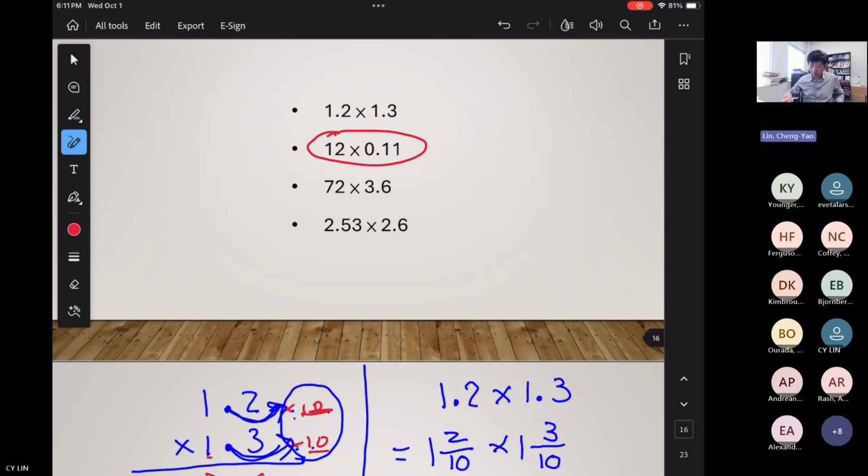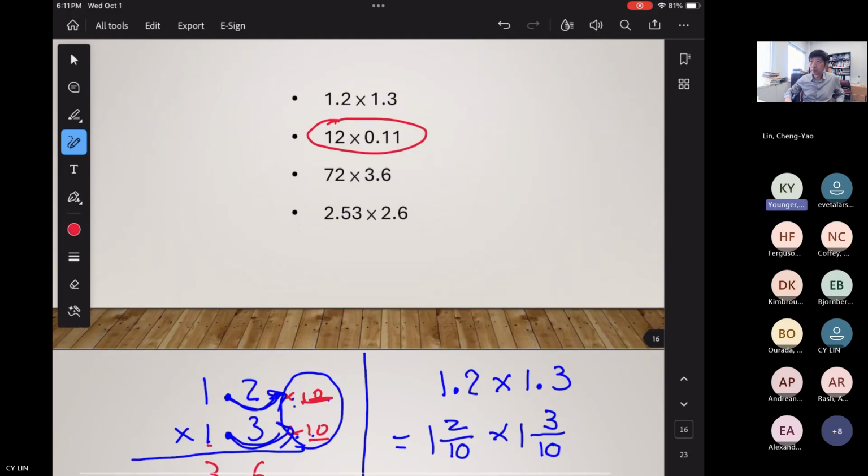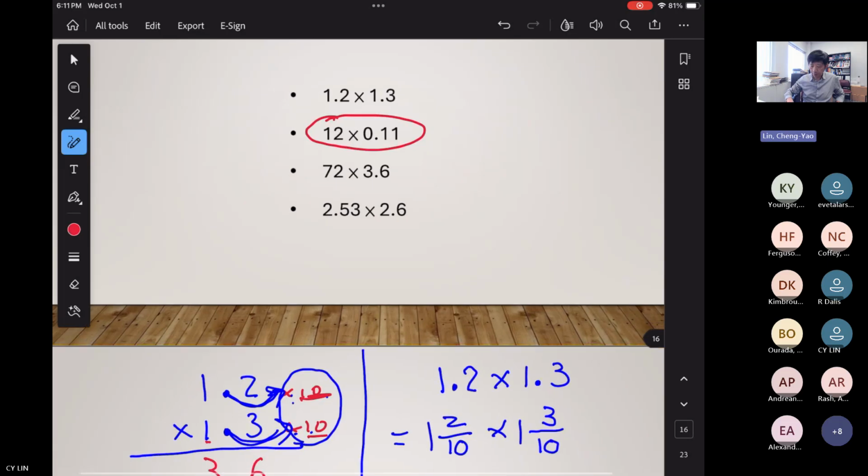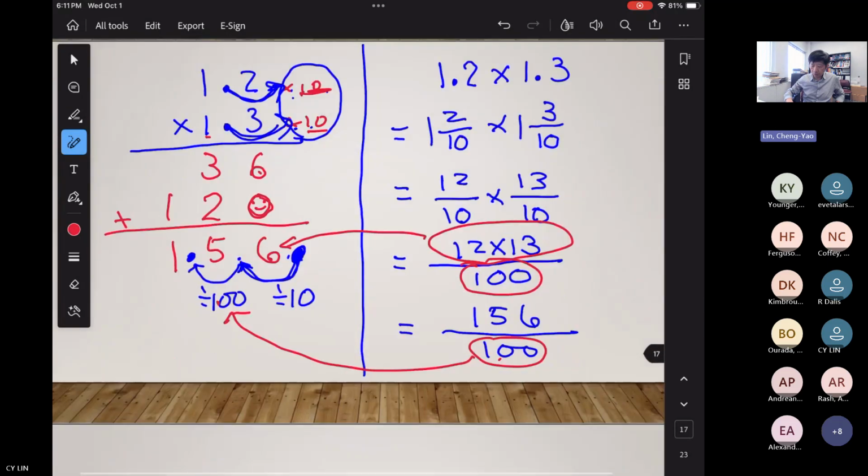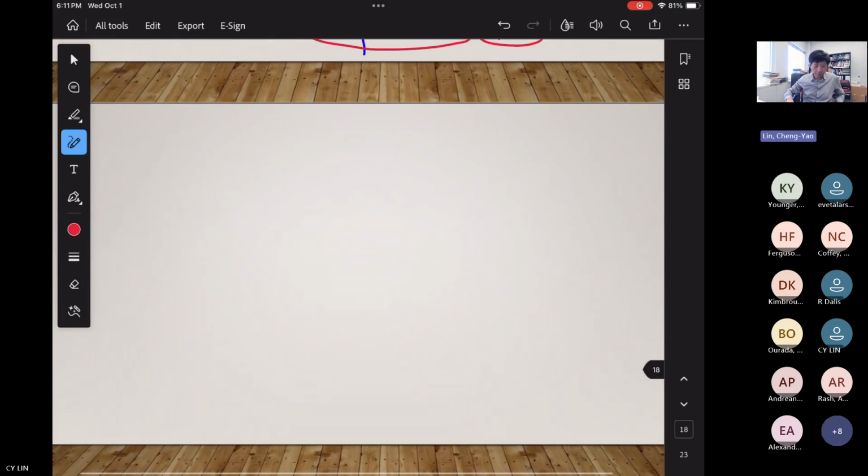Okay, are we done? Are we done with this problem? Yes. All right, good. Again, I'm going to do two different methods. One is the fraction method, and one is just the move-the-decimal-point method.